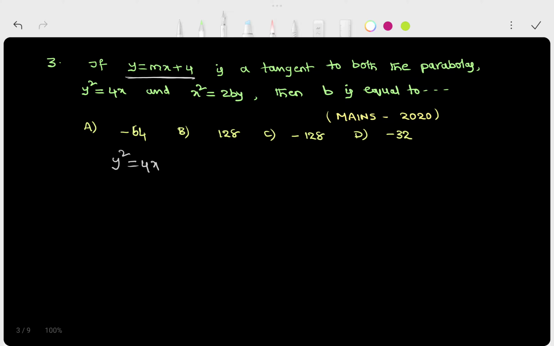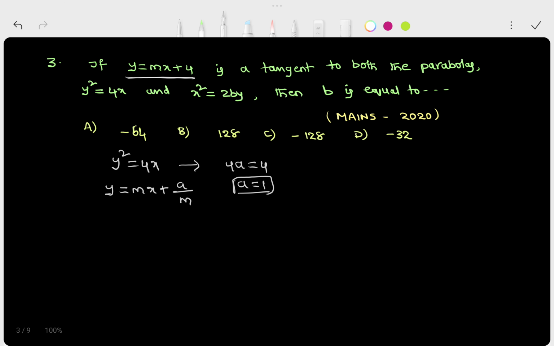y is equal to mx plus c, where m is the slope of the tangent. If this line is the tangent, then we can write c is equal to a by m. So from this parabola, 4a is equal to 4. From this, what is the value of a? a is equal to 1.